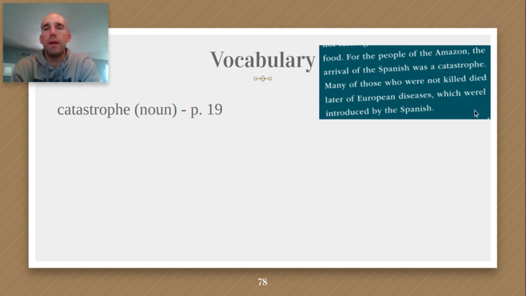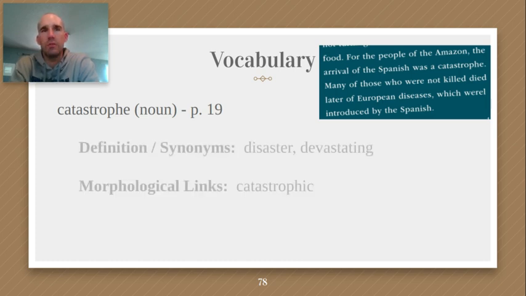I don't know why there's that L on the end there, but anyways, it was a catastrophe, and it says many of those who were not killed, which means that a lot of them were killed, but then they also died of European diseases. So people being killed, people dying of European diseases that were introduced by the Spanish, makes this a catastrophe. Doesn't sound like a very good event to me. So I'm going to guess the catastrophe is something that is negative or bad in nature. And yeah, it's essentially a disaster.